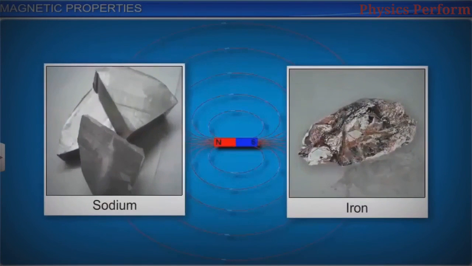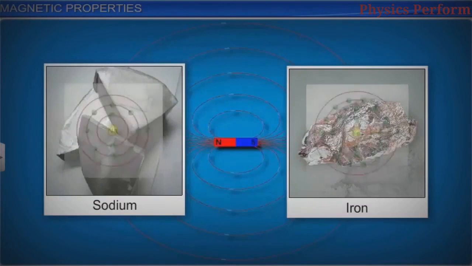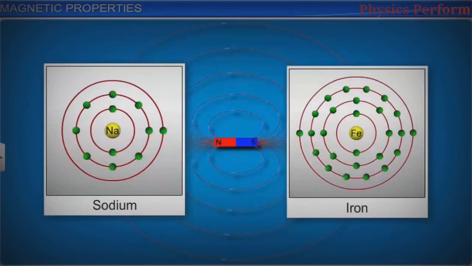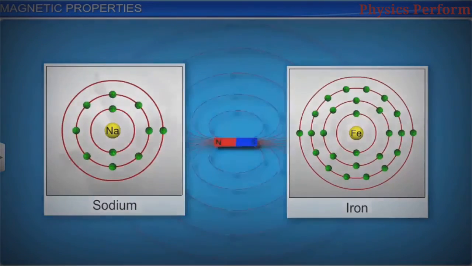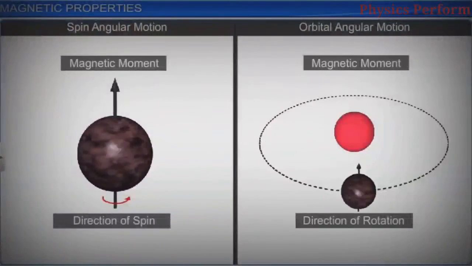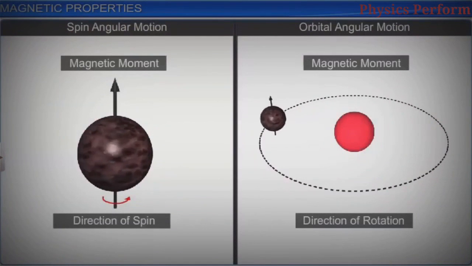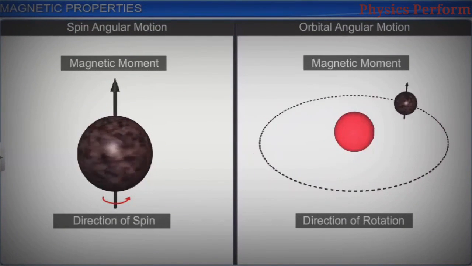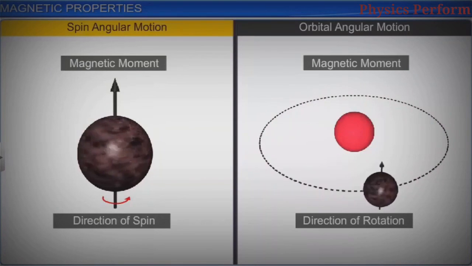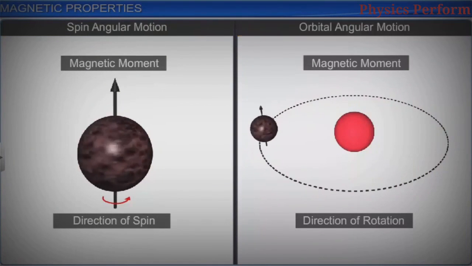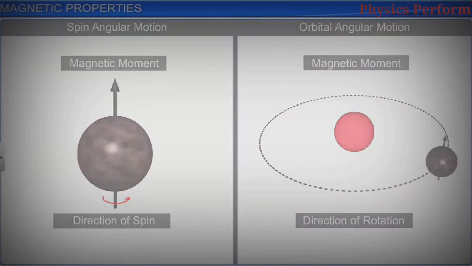Every substance is associated with some magnetic character. The magnetic property of a substance is due to the presence of electrons. Each electron in an atom is regarded as a micromagnet. The magnetic moment of an electron originates from two types of motions, known as spin angular motion and orbital angular motion. Thus, every electron has a permanent spin magnetic moment and an orbital magnetic moment associated with it.